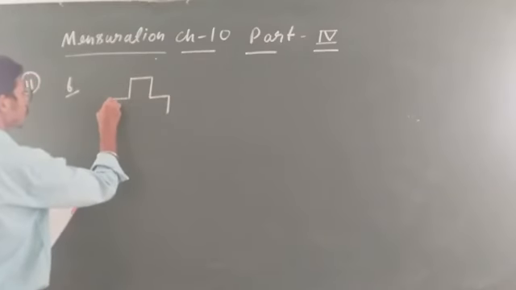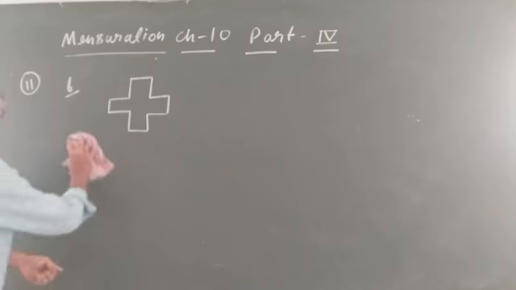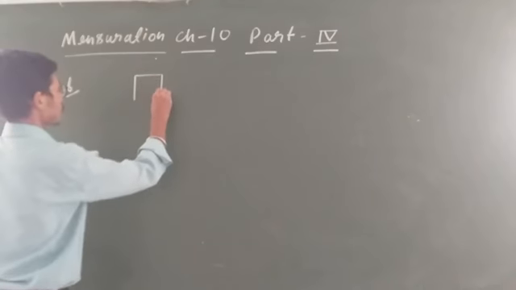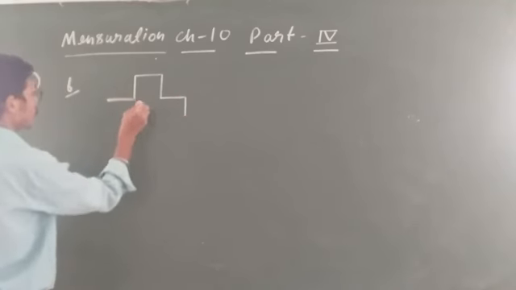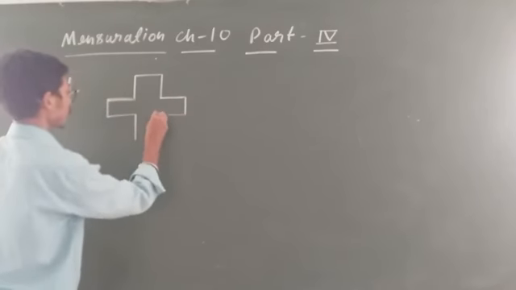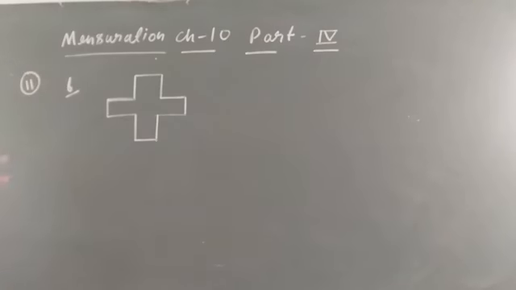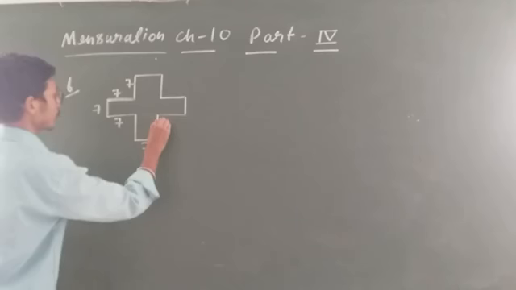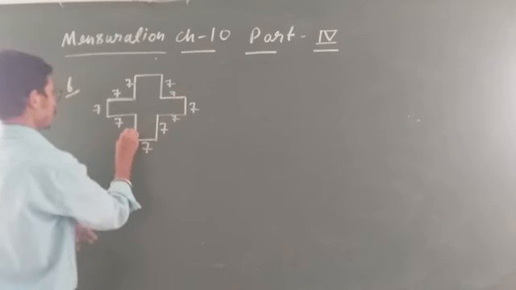You have to do the same process. Clear, student? You have to find the area by splitting the diagram in the form of rectangles. Clear? So in this question also you have to be very careful in writing the information, what is given and what is not given. Clear? So now all are 7. All are 7. This is also 7. All are 7, student.